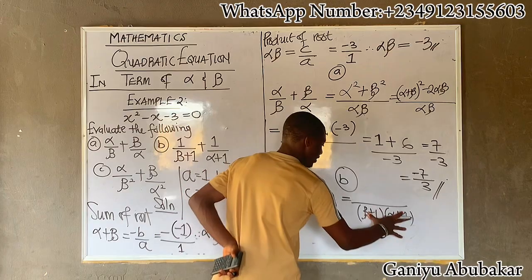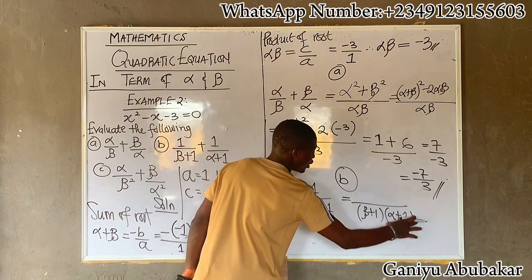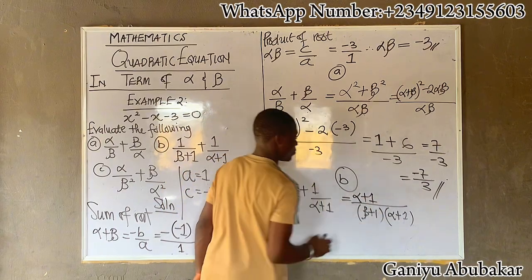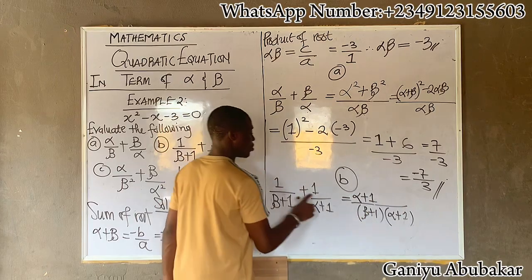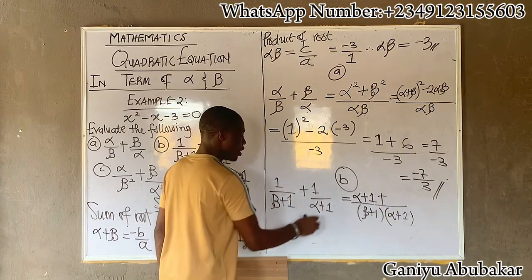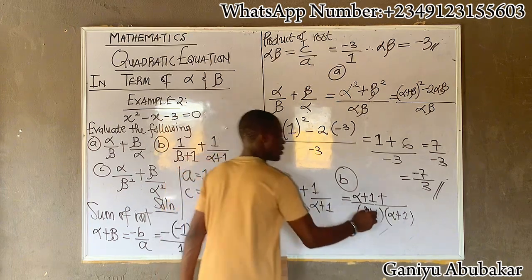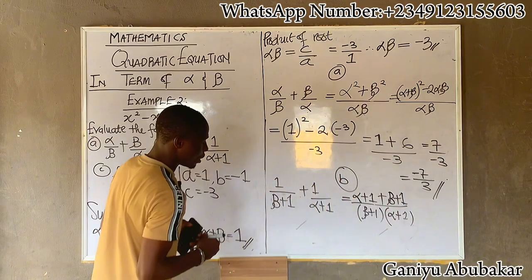if I divide everything here by this first one, this one will cancel this. I'll have this one left. This one times 1, I'll have alpha plus 1 left here, right? So plus. If this one cancels this, I'll have this one left. This one times 1 is simply beta plus 1. So I have this one here.